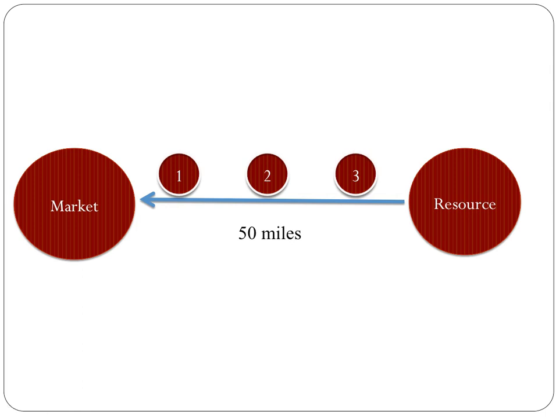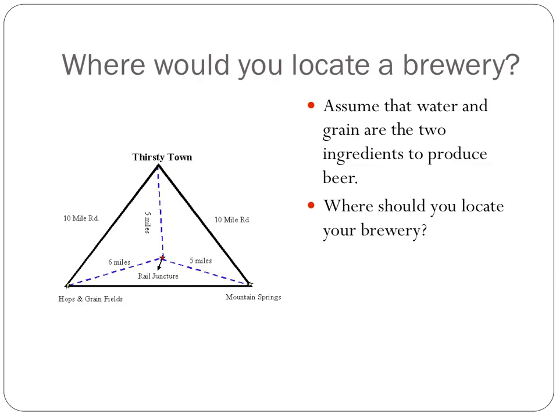There are exceptions to that, and Weber talks about that pretty greatly. And the first exception would be something like a brewery. So assume that water and grain are the only two ingredients that are used to produce beer. If that's the case, would you want to locate your brewery closer to the town where you're going to be selling the beer? Or would you like to locate closer to the spring water and the grain fields where you'll be getting the raw materials? Tell the people at your table, which one would you do? Would you locate it closer to the town or closer to the raw materials?